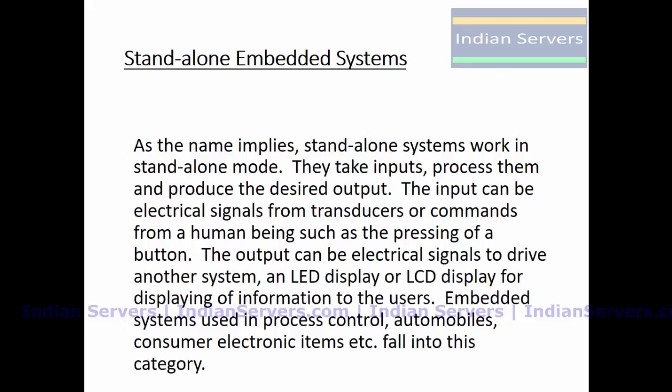So when we see standalone embedded systems, these are the systems that can do a specific task or only a single task. They will take the input and they will generate a specific output. The examples of standalone embedded systems are LCD displays, LED displays, and also automobiles, consumer electronics items like television, air conditioner, etc. So these fall under standalone embedded systems.